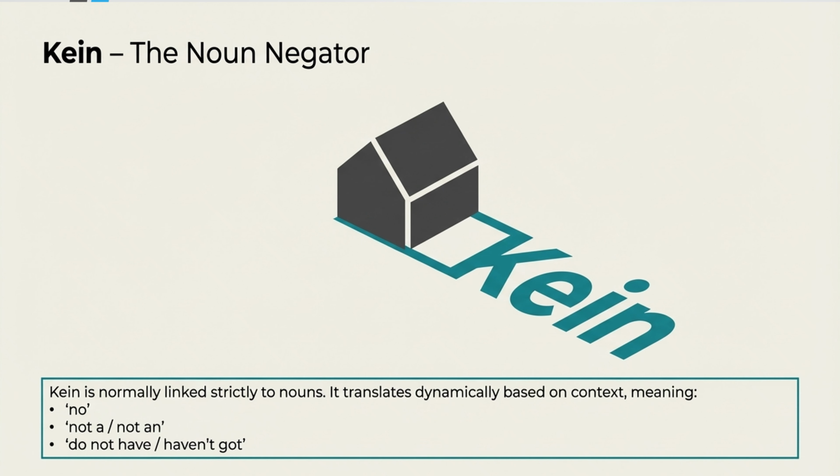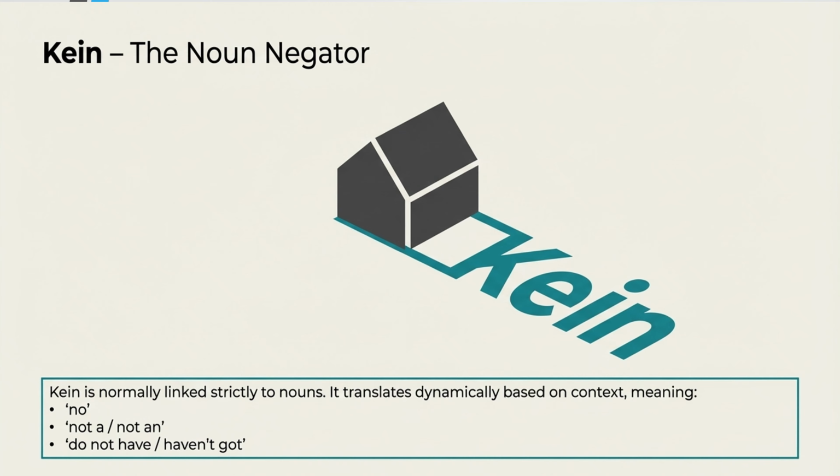The second important word is kein. This is almost always linked to a noun. If you can say no, not a, or do not have any in English, you say kein in German. For example, I have got a car becomes ich habe kein Auto.